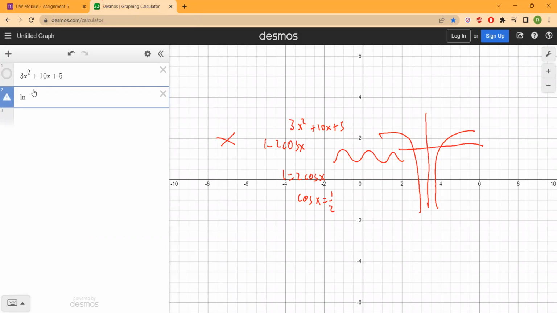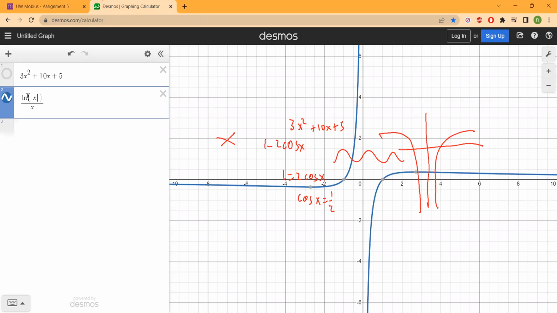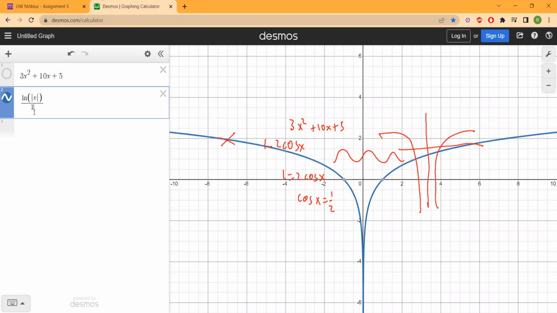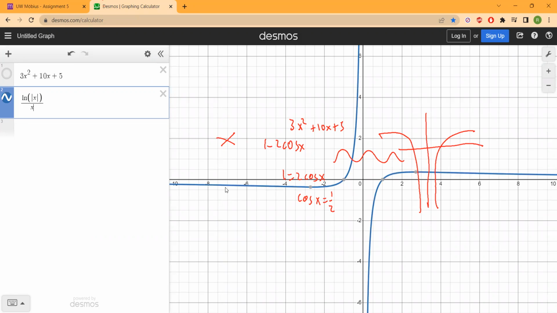ln of the absolute value of x over x, and we need to put brackets around this. There you go. So if we just had ln of x, it looks like this, just as we drew, and then dividing it by x, it's going to go like this, because at negative it would flip it up, and at positive it would flip it like this.